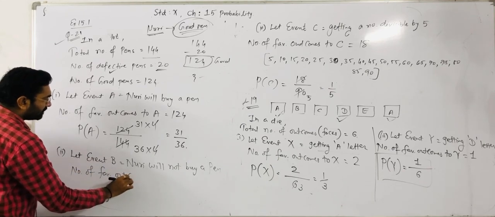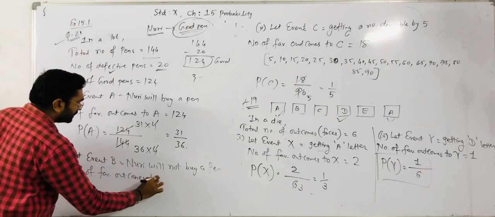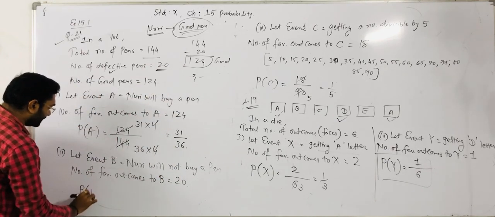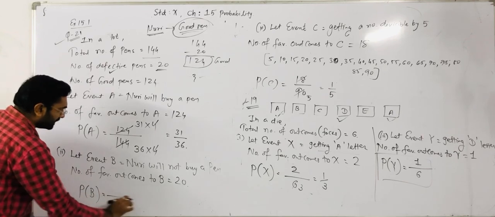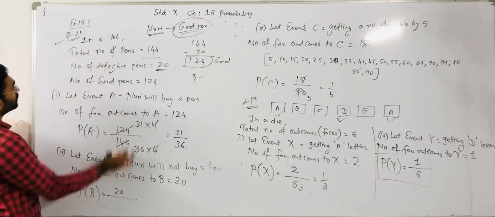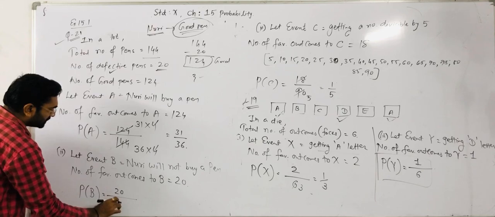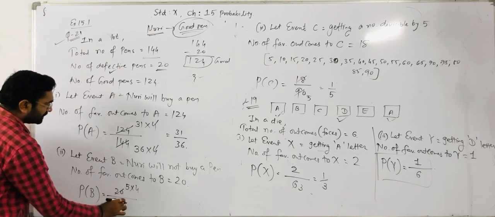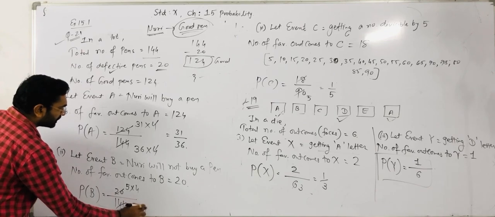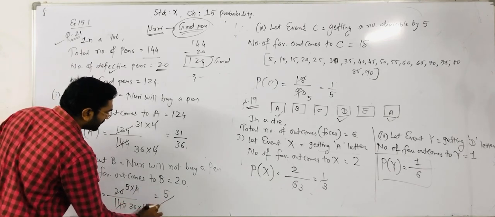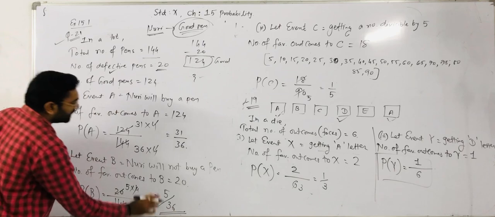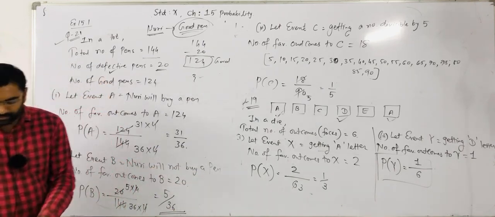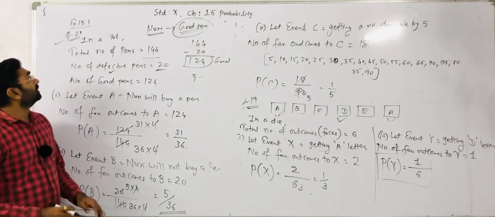Number of favorable outcomes to event B is 20. So the probability of Nuri not buying a pen is represented by 20 upon the total number of pens in the lot, which is 144. So this is 5 fours are 20 and this is 36 fours are 144. 4 cancels out, so we get 5 by 36. This is the probability in which Nuri will not buy a pen. Okay, question 22 onwards we will solve in our next video.